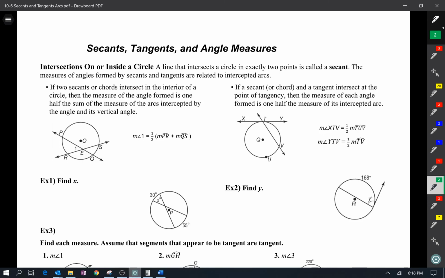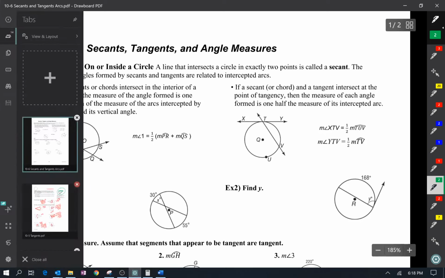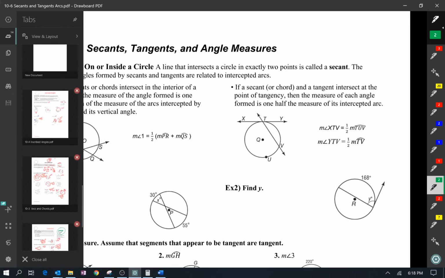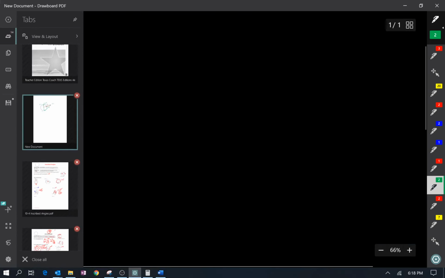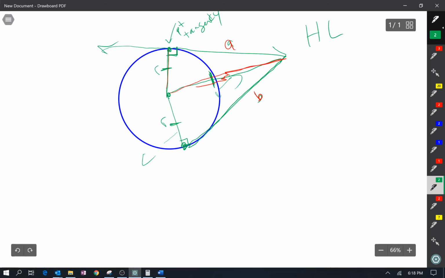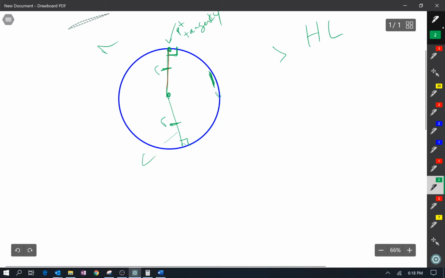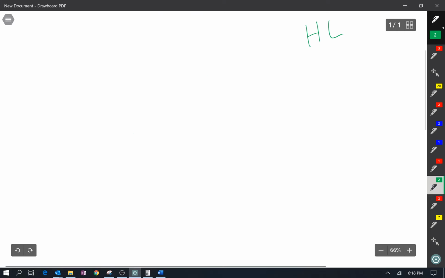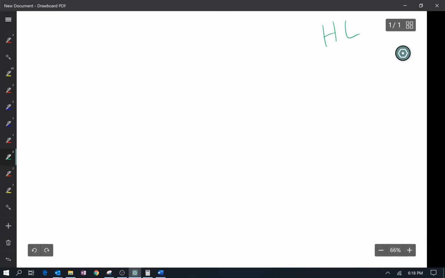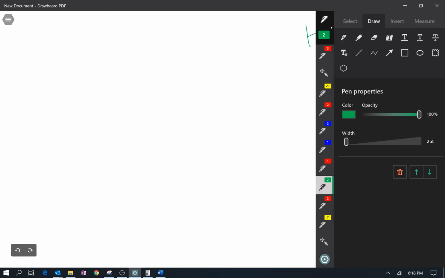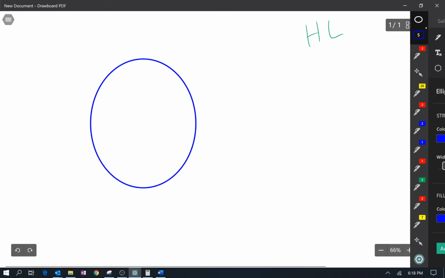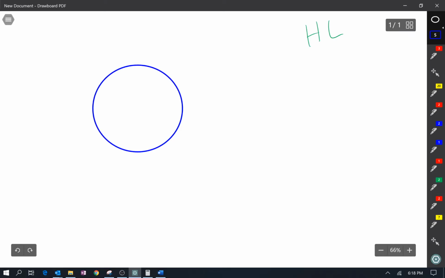We're going to be talking about secants, tangents, and their angle measures today. What do I mean by that? Well, if you have a circle, and there are two main things we're going to talk about here. Let me make this kind of small. There we go. First things first, this is the first thing we're going to learn.